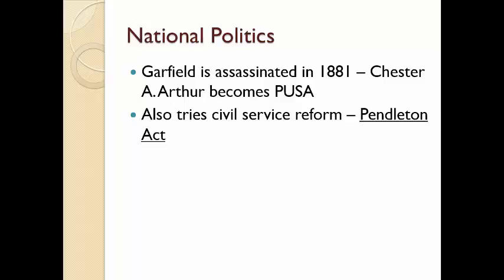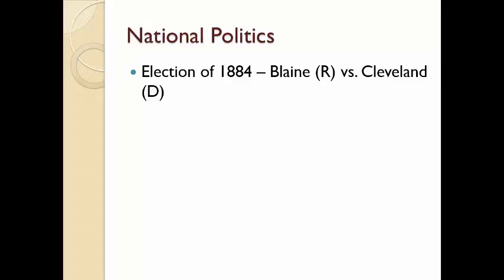Okay, so that brings us up to the election of 1884. Arthur didn't want to run for re-election, and so we have two new challengers come in for the presidency. We have James Blaine, who's running for the Republicans, and we have Grover Cleveland, who's running for the Democrats. This is a very close election, a very hotly debated election, and what it comes down to actually is that James Blaine does not have a great reputation.